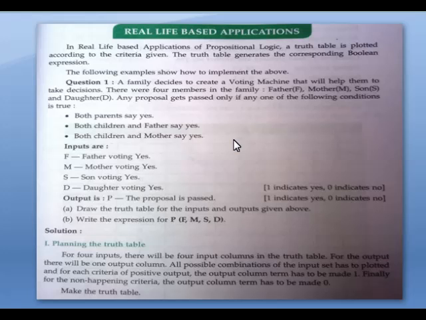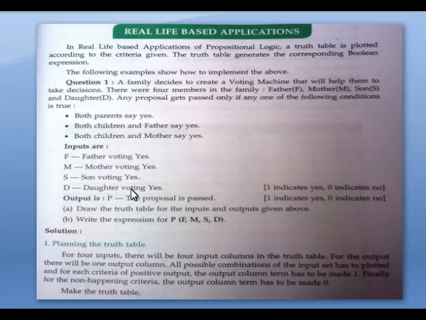Okay, if both the parents, meaning if F is 1 and M is 1, you will write the output as 1. Second condition, if F is 1, S is 1 and D is 1, the output is 1. Third condition, if M is 1, S is 1 and D is 1, the output is 1. Okay, so the inputs are F, father voting yes, M, mother voting yes, S, son voting yes, and D, daughter voting yes.